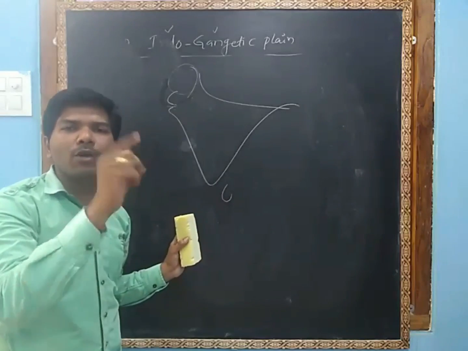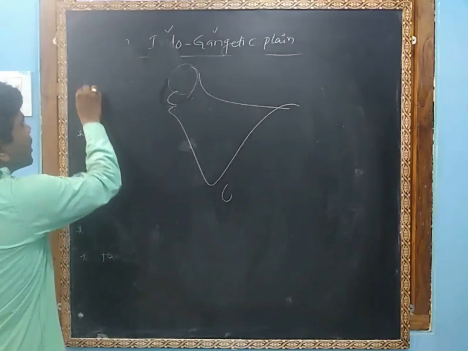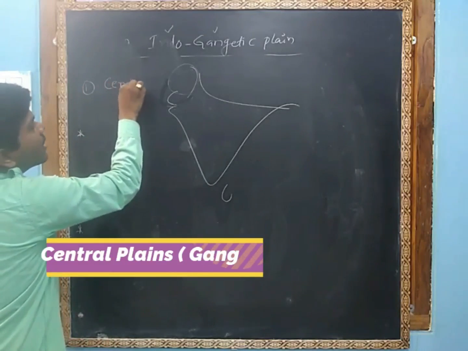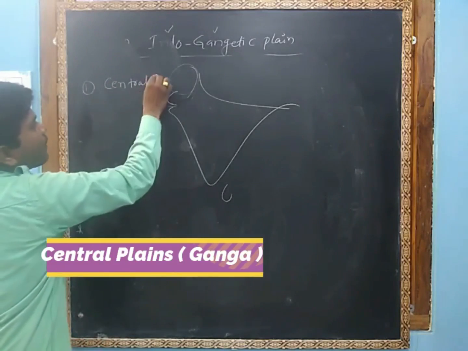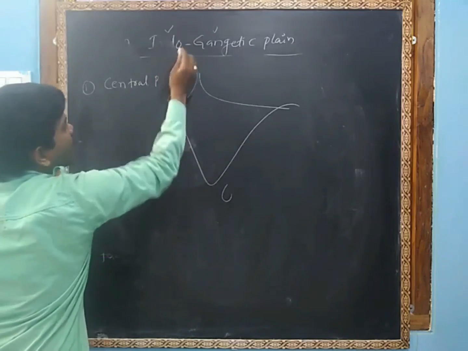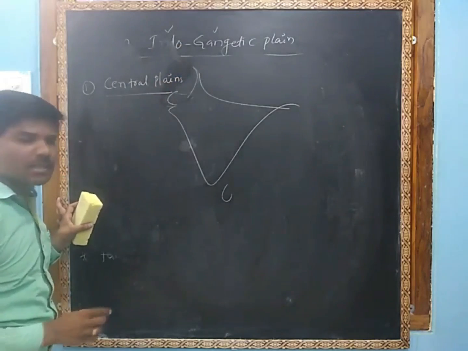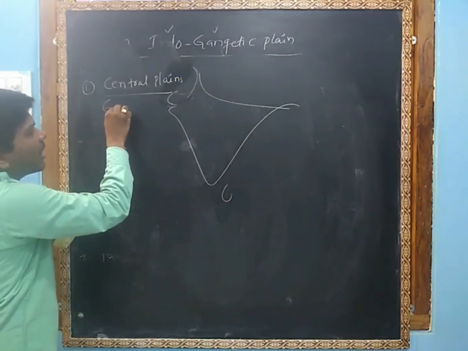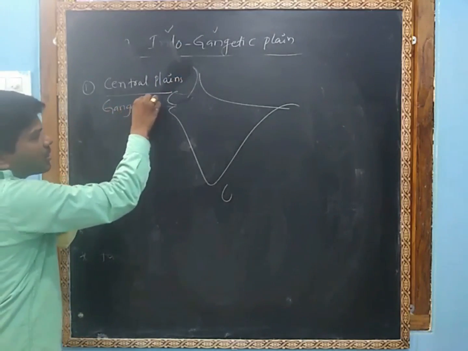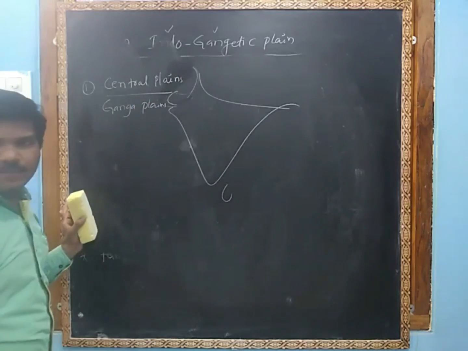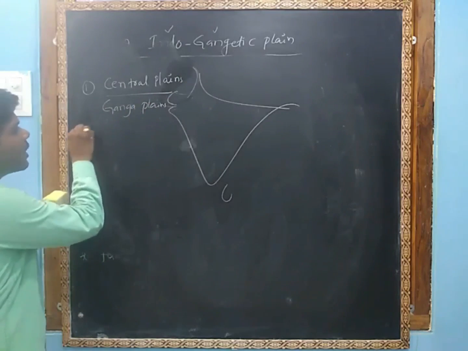Same formula you have to adopt. What formula did we adopt here? The central part, for example. The central part is the central plains. The central plains are also known as the Ganga plains. Right, first point done, and the second one.